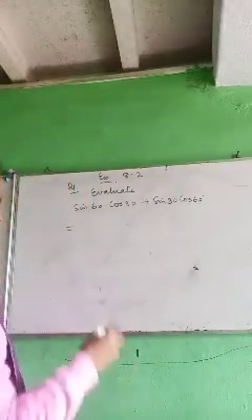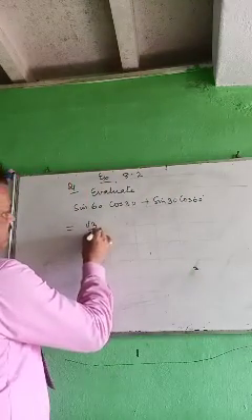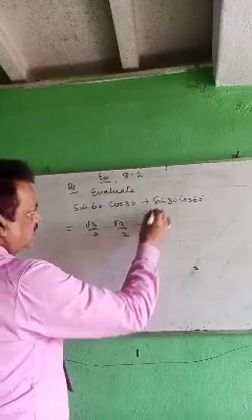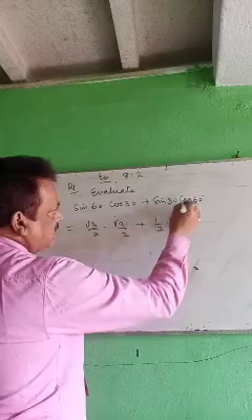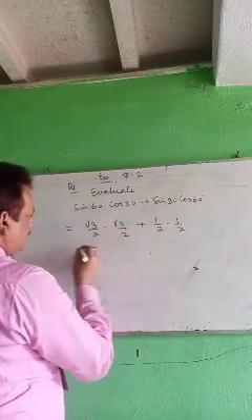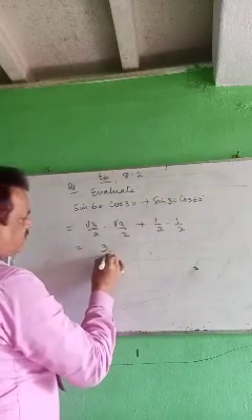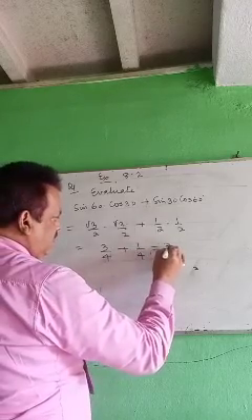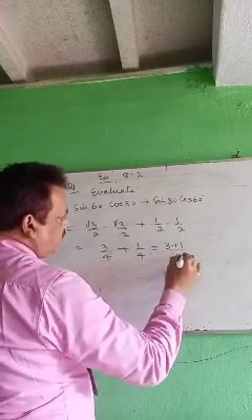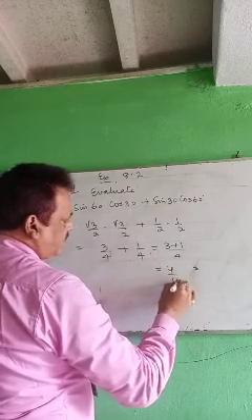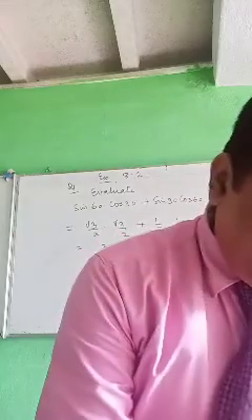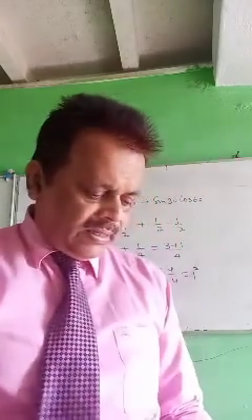So sine 60 is root 3 by 2. Cos 30 is root 3 by 2. Sine 30 is half. Cos 60 is also half. So 3 by 4 plus 1 by 4, that is 3 plus 1 by 4. 4 by 4 is 1. Simple questions. Okay.